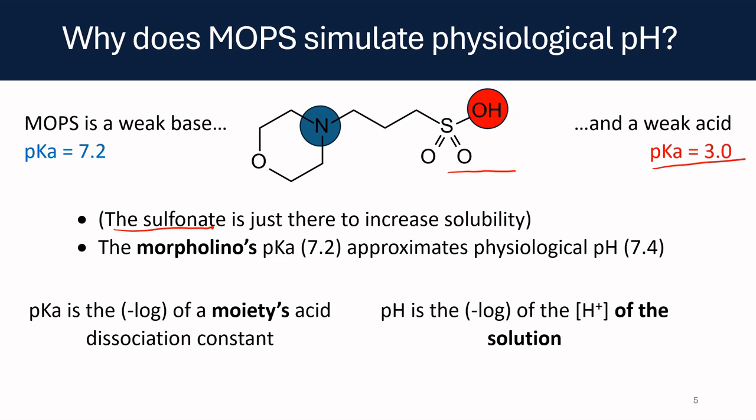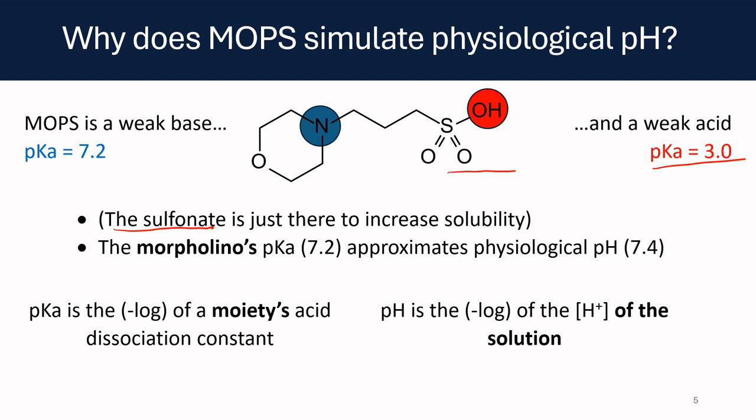And I'll remind you that pKa is a measurement of how acidic or not a functional group is. The lower the pKa is, the more acidic it is. The higher the pKa, the less acidic it is. All right? So really what that sulfonate does is it just helps the molecule stay charged and very soluble across a wide range of pHs. It doesn't really do much beyond that.